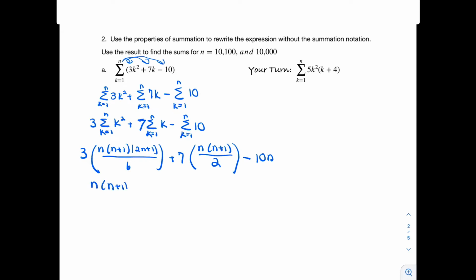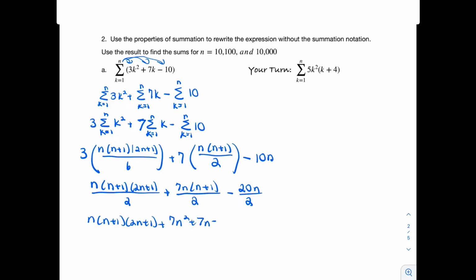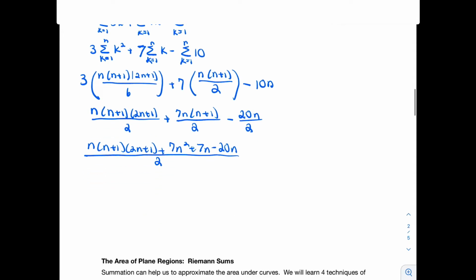So 3 over 6 simplifies down to just 1 over 2. So I can simplify that. And then here I'm going to distribute that 7 into the terms. And we have a common denominator, so I can rewrite one fraction. I'm going to start multiplying some of these together. So for example, 7n times n plus 1 will be 7n squared plus 7n. And now I'm going to multiply all together and combine like terms to simplify our expression.